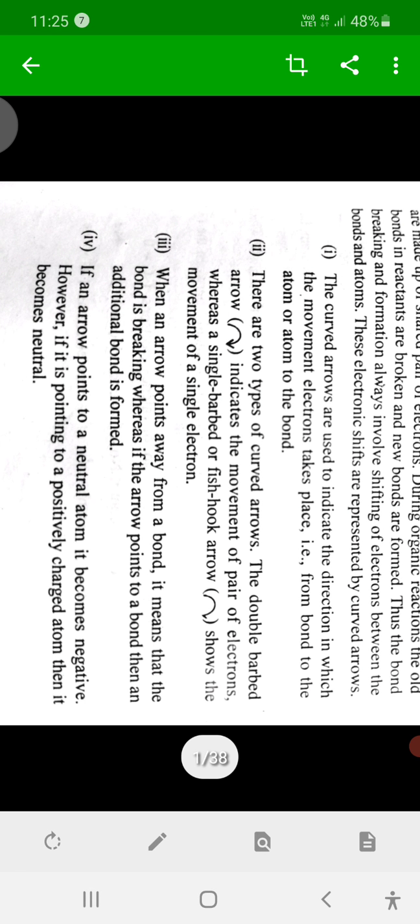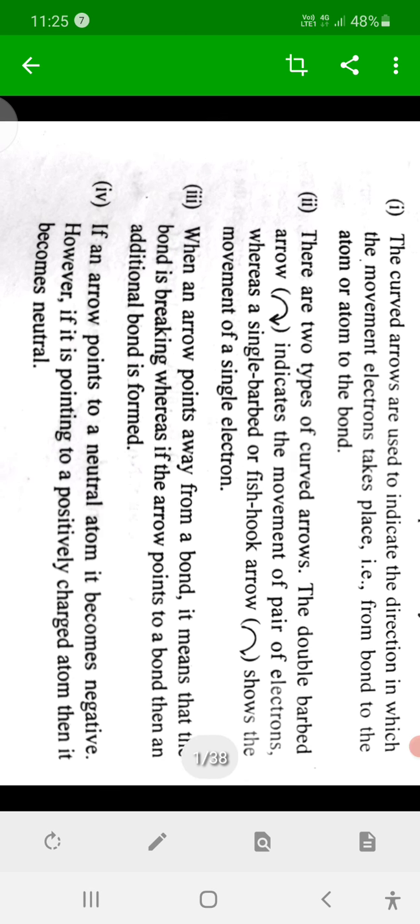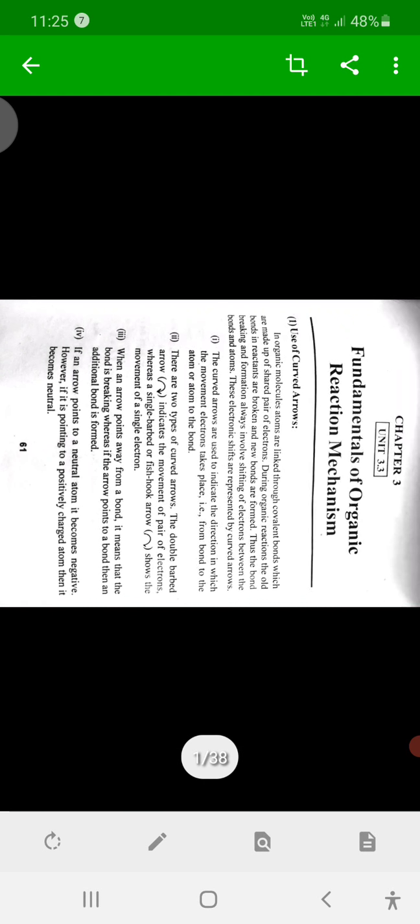They show given here 4 rules. You read it carefully.